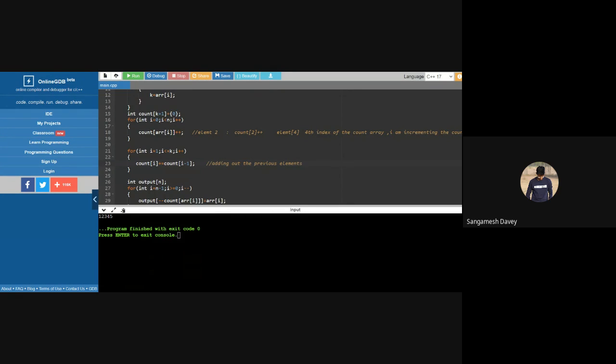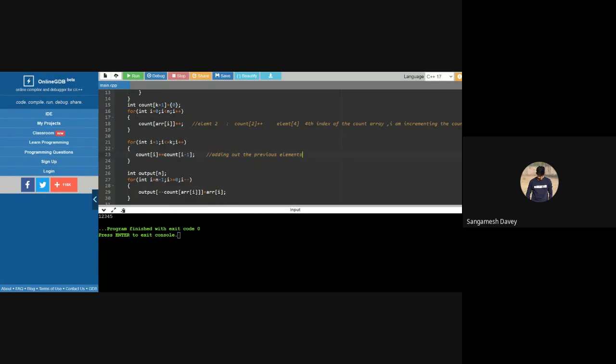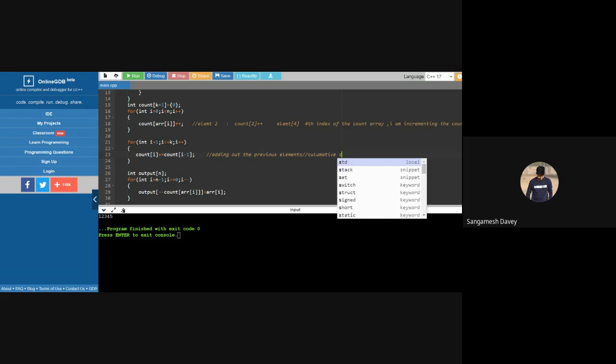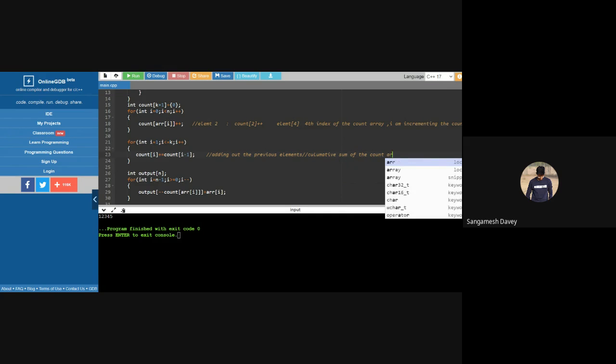Actually, the 0 part doesn't matter. If one of them has 0, anyway they're not in the main array. So whether I'm increasing their count or decreasing their count, that doesn't matter because they remain not there in the main array, right? So the 0 part actually doesn't matter. So I'm just adding up the previous elements. I'm doing a cumulative sum of the count array. Did everyone understand this? Can I move on? Yes or no? Okay, cool.